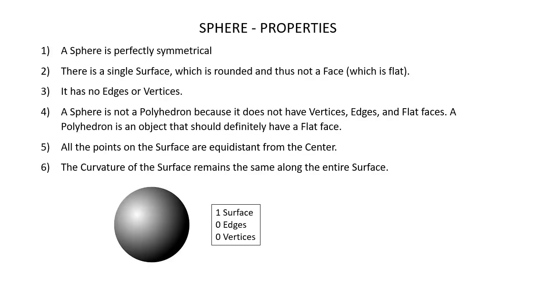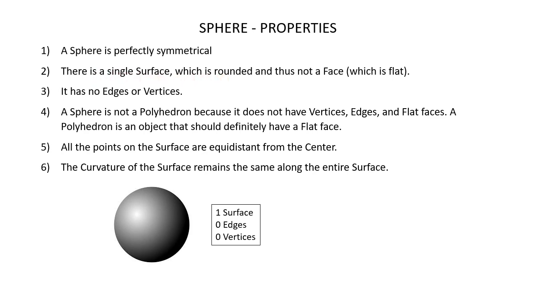Let's now learn about a few properties of the sphere. A sphere is perfectly symmetrical. There is a single surface which is rounded. Know the difference between a surface and a face. A surface is rounded whereas face is flat. So a sphere has a single surface which is rounded.